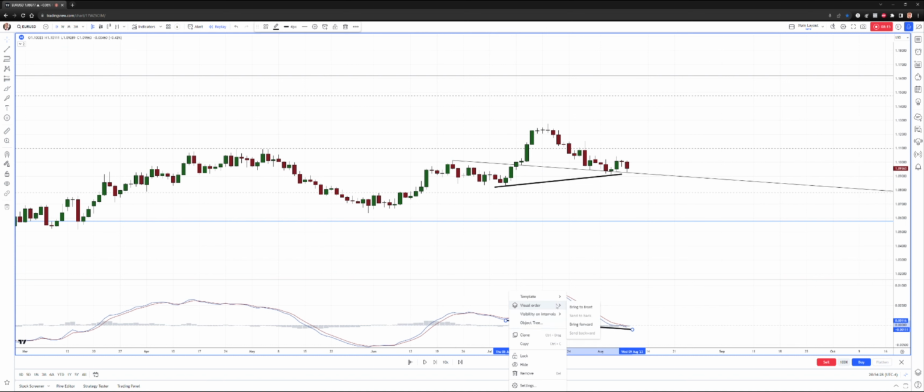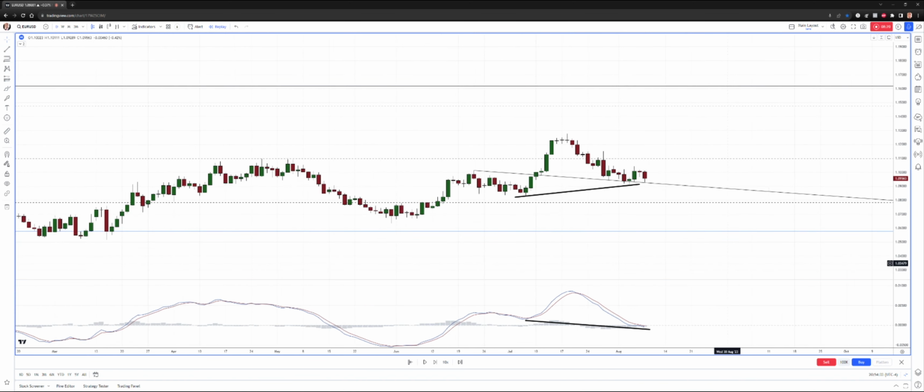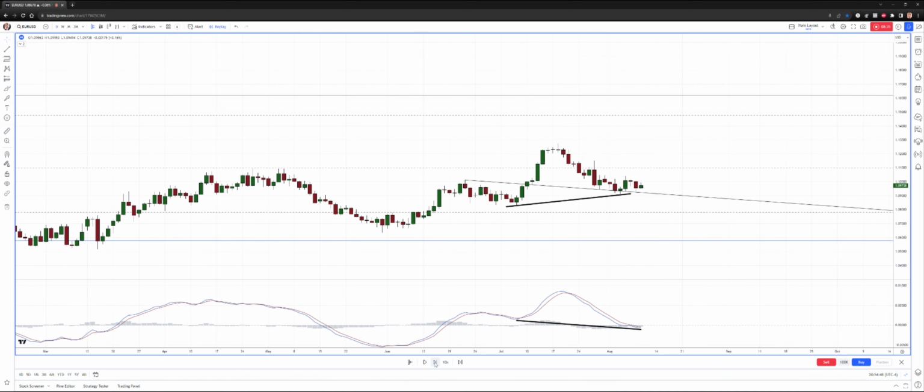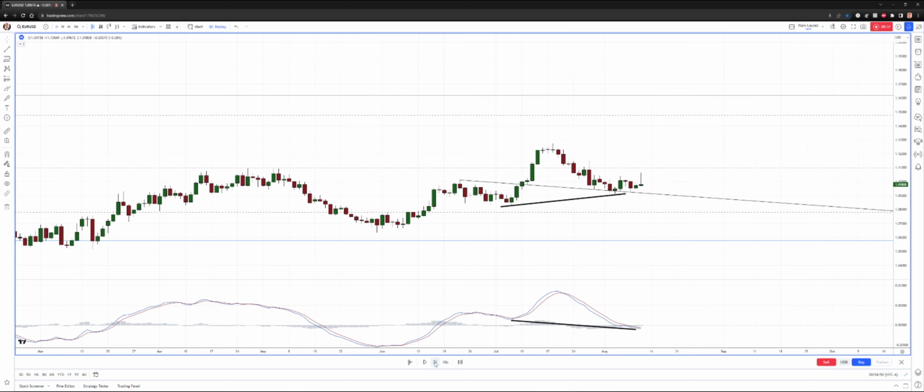So let me just bring this forward here. So we look at this scenario. Okay, see support, a low on the MACD, and then the MACD making a slightly lower low, price making a low here as well, and potentially a higher low. Okay, so let's move forward, and market starts stabilizing.